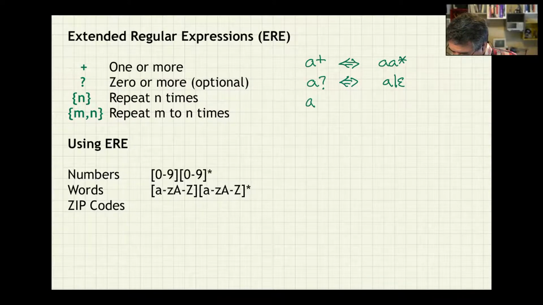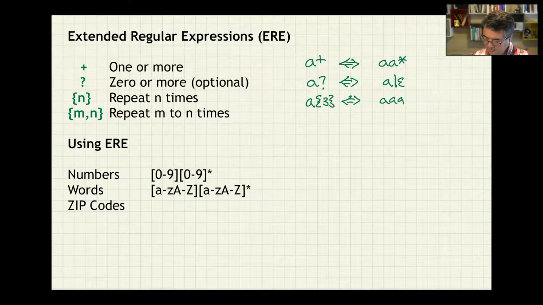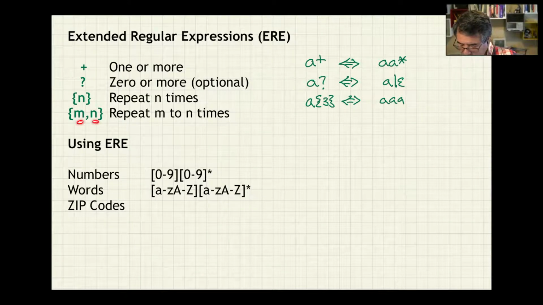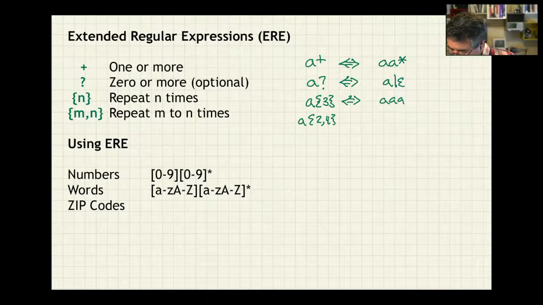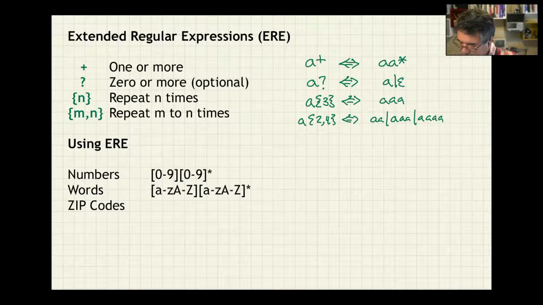So like a followed by curly brace 3 is the same thing as just aaa. And you can also use a minimum and maximum. So repeat as few as m times and as many as n times. So like a curly brace 2, 4 is the same thing as aa, or aaa, or aaaa.